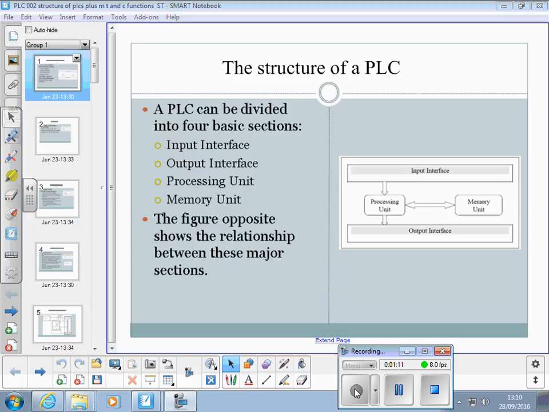All right. So, structure of a PLC. Generally, to the level of detail you need to know, you can divide it into 4 basic sections: an input interface, an output interface, a processing unit, and a memory unit. And they're kind of connected together like they are in that diagram. We've got our input interface here that feeds information into the processing unit. The processing unit feeds information to the output interface and also sends stuff backwards and forwards from the memory unit.